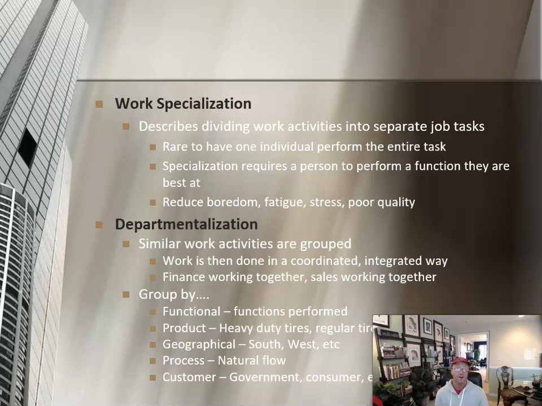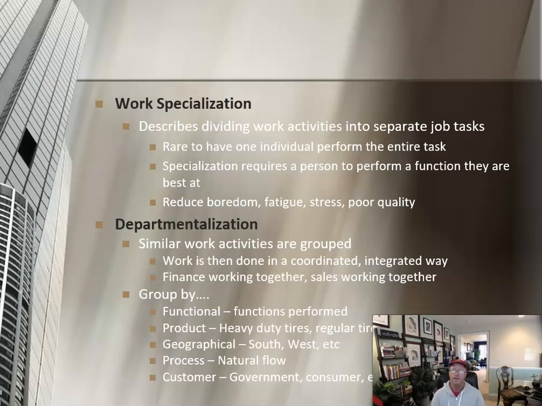Departments are also often categorized or grouped by function, product, geographical areas, process, or customers. So you could have a group departmentalized by function. HR is a good example. By product, if you're selling tires, it could be heavy-duty tires, or it could just be regular tires, commercial tires, residential tires, tractor tires. It could be geographical. We sell in the south, the southwest, the west, the east, the southeast. And because you need to be closer to a customer, you have a geographical area.